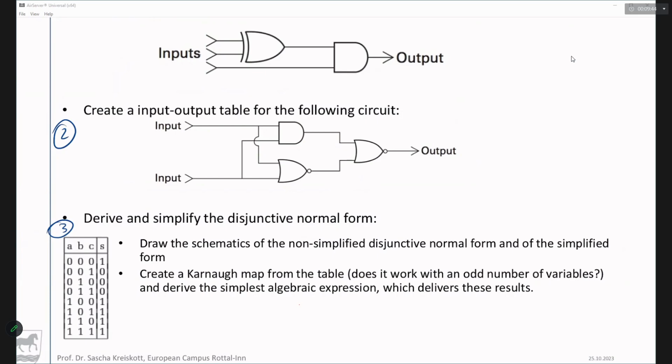So again, you try that on your own, and we are solving that after the break at 11:30, I would recommend. So then you can start working on that, and over the break you can continue. The first thing you have to do is derive the disjunctive normal form, simplify the disjunctive normal form, and then do the same simplification using the K-map, and the result should be, of course, the same.